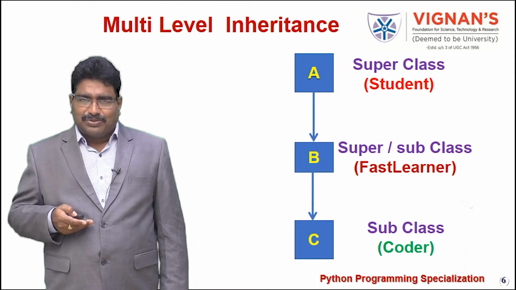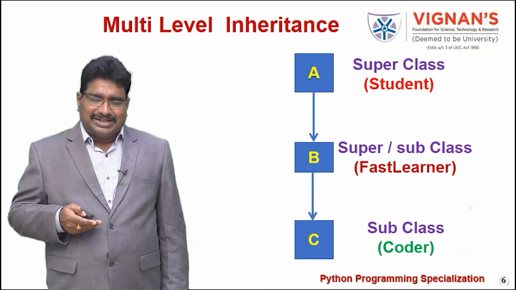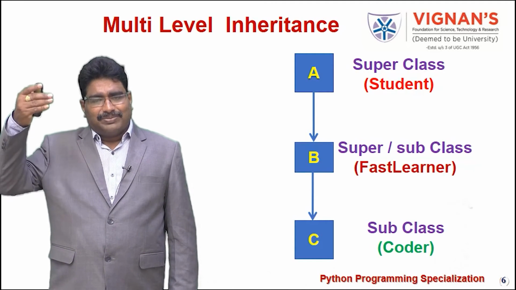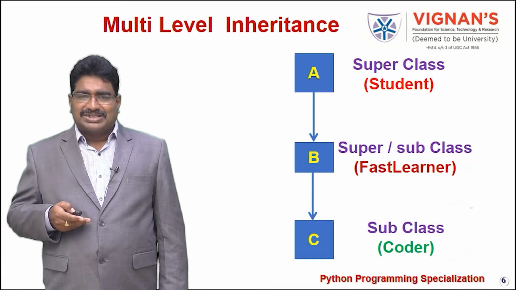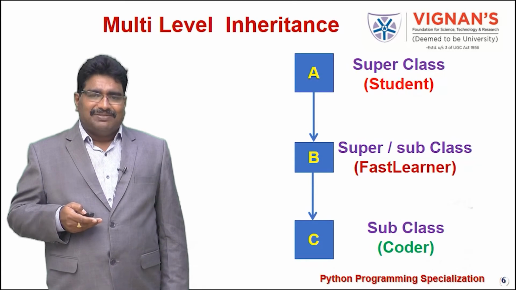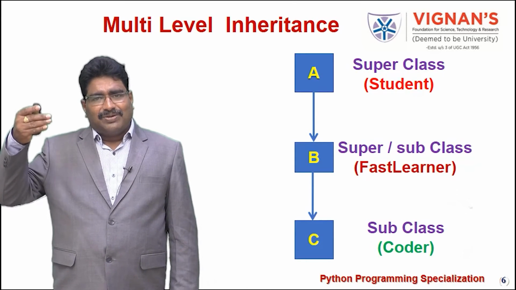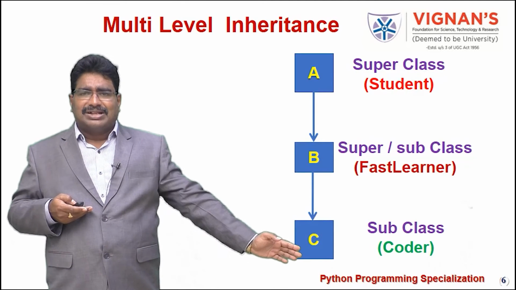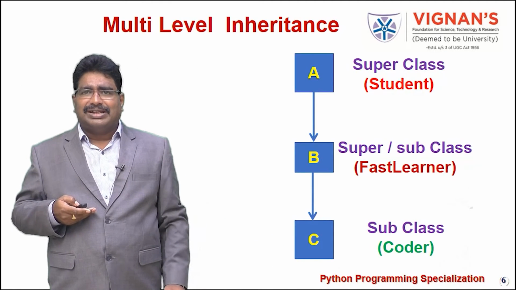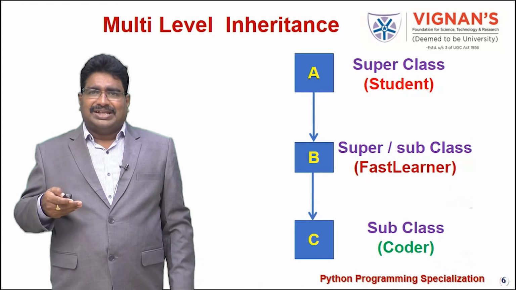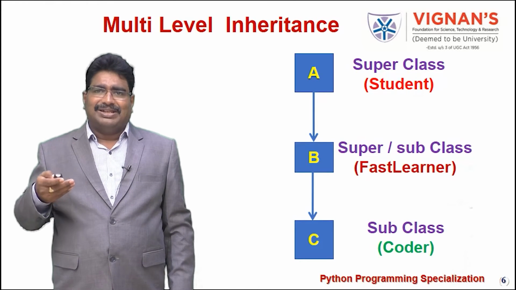Now we will discuss multi-level inheritance. And what is multi-level inheritance? A class is derived from a parent class. For example, A is the base class or the super class. From class A, we derive the B class. From class B, we want to derive another class, C. So automatically, here we are using more than one level of inheritance. So it is called multi-level inheritance.